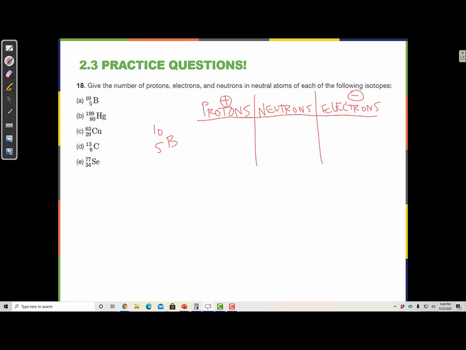Alright, so an isotope of boron that has an atomic number of 5 has 5 protons. If it has a mass number of 10, then it has 10 minus 5 neutrons, so 5 neutrons. And if it's neutral, then it has 5 electrons.